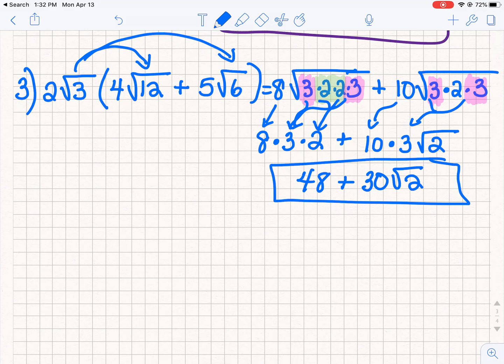Here's the question, did you get it right? And if you didn't get it right, can you find your mistake? If you can find your mistake, you're making really strong connections in understanding this material.